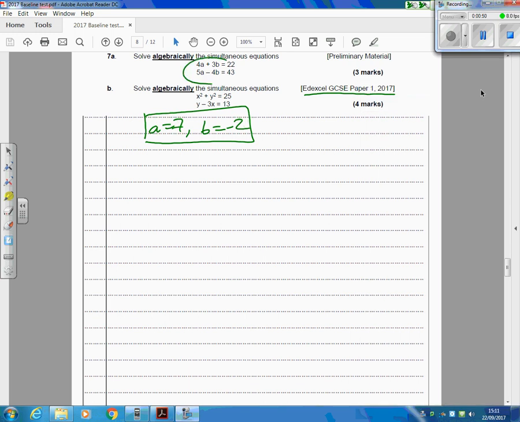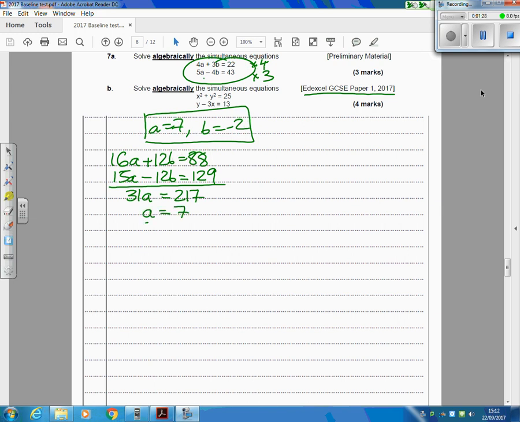But how would you do this? I think most people times the top one by 3 and the second one by 4. They got 16 A's plus 12 B's equals 88. And what's that? 15 A's minus 12 B's equals 129. And then they've added those two equations together. Adding them together to cancel out the B's is giving us 31 A's equals 217. And divide both sides by 31 gives us A equals 7.